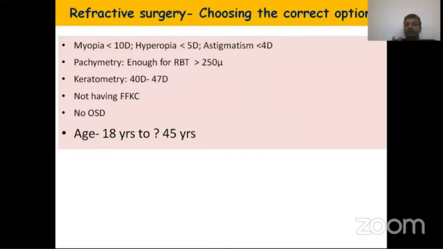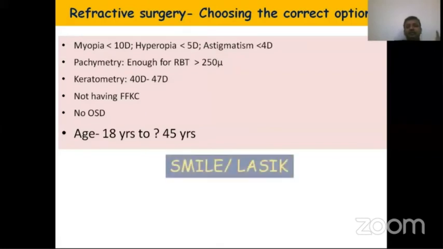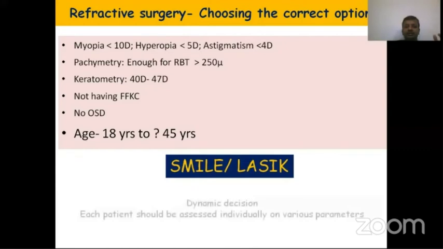And if there is no ocular surface disease and not having any form of keratoconus on the corneal topography, and if age is more than 18 to 45 years, what do you have to consider? This is a classical case for undergoing any corneal based procedure. It could be either SMILE or LASIK, but however, not every eye fits into all procedures.